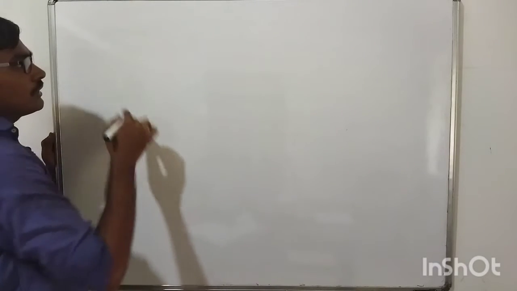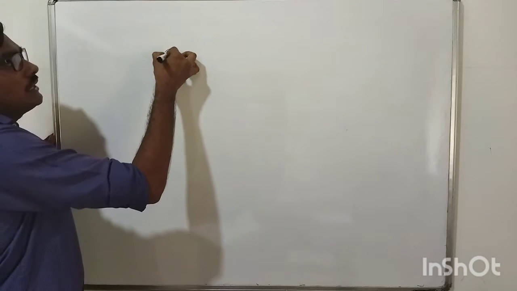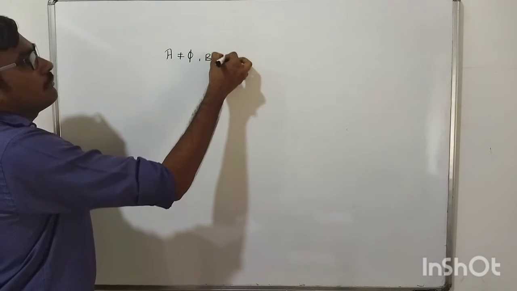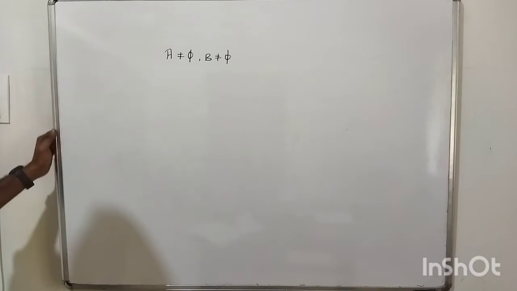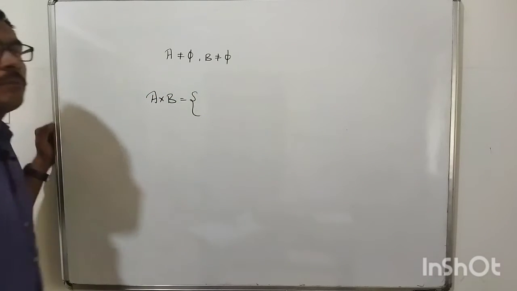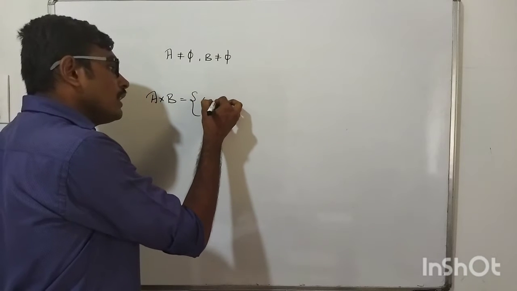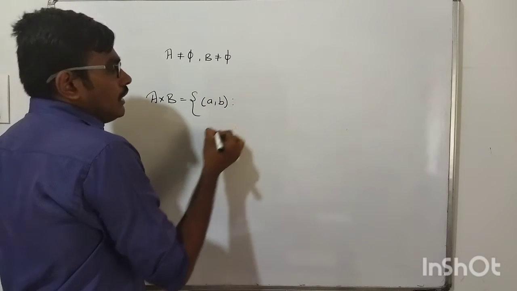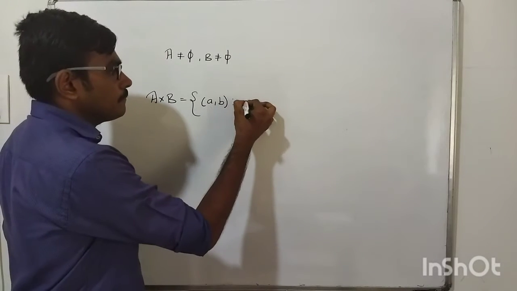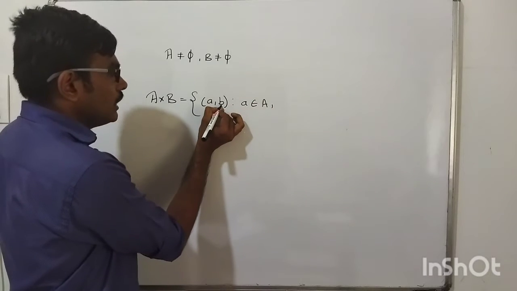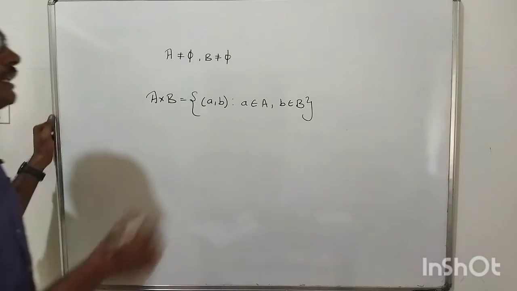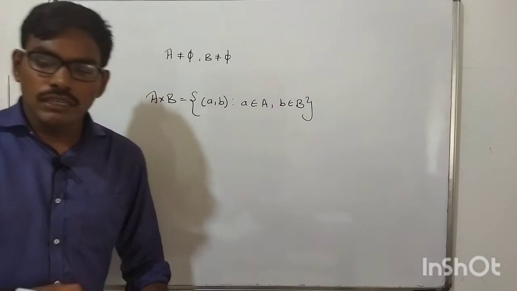Okay, so what is a Cartesian product? If you have two non-empty sets A and B, then the Cartesian product A cross B is the set of all ordered pairs of elements of A and elements of B. Remember, the first element always belongs to the first set, and the second element should always belong to the second set.